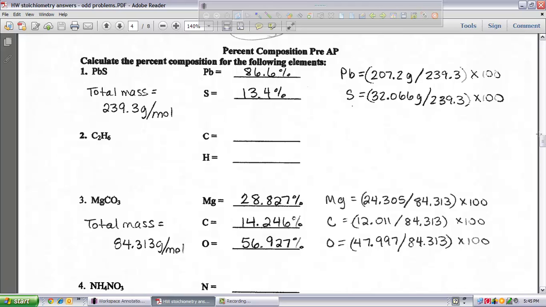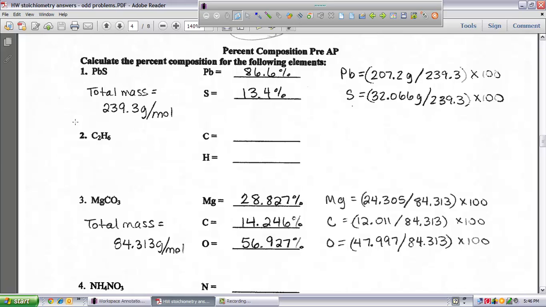Percent composition is, I like to think of it as like a candy bar. What's the percent composition of a Milky Way bar? There's a certain percent that's nougat, a certain percent that's chocolate, and a certain percent that's caramel. And when you add all those up, you would get 100% because that's the whole candy bar before I have any bites of it. Percent composition is similar.